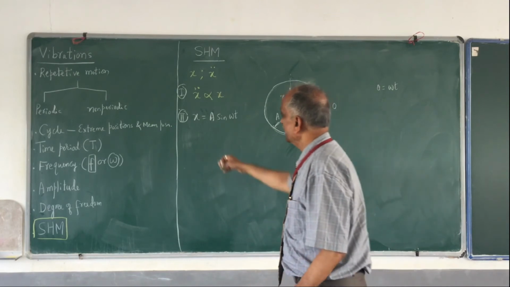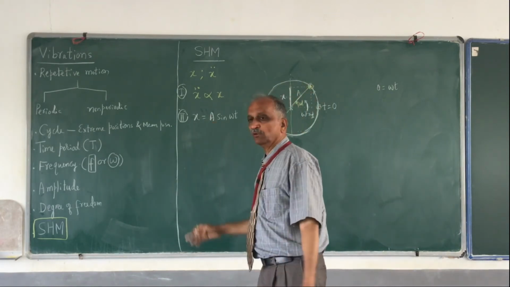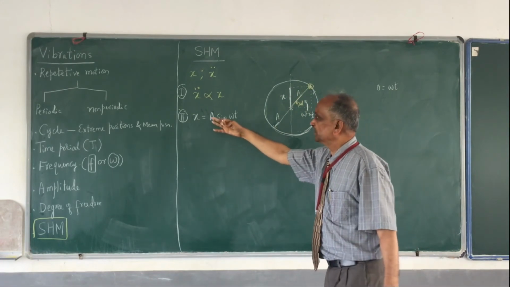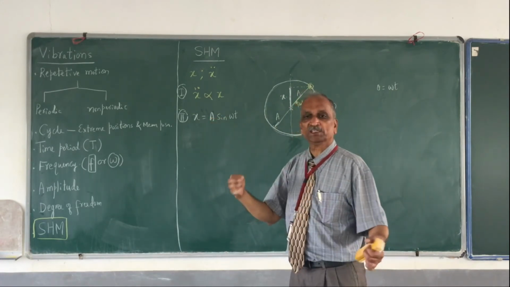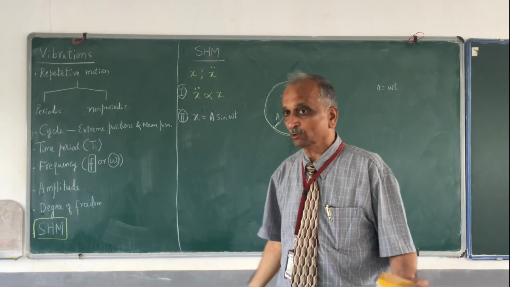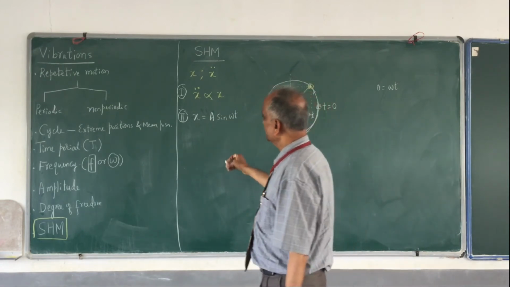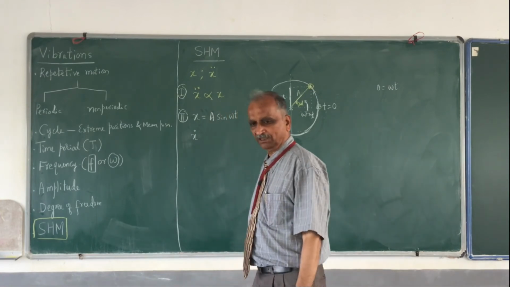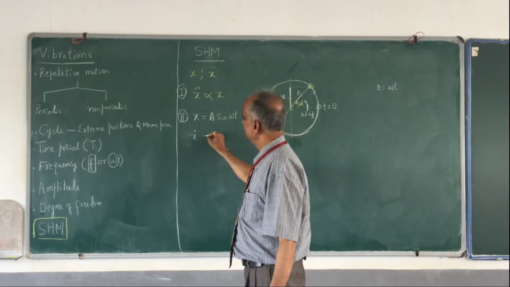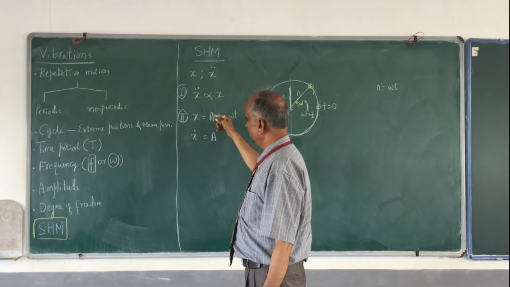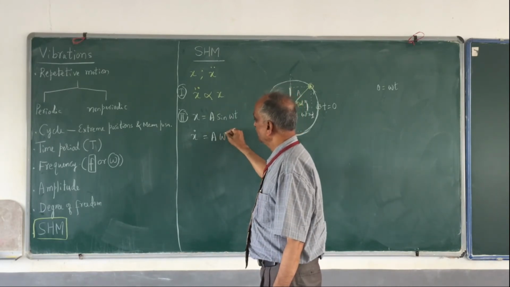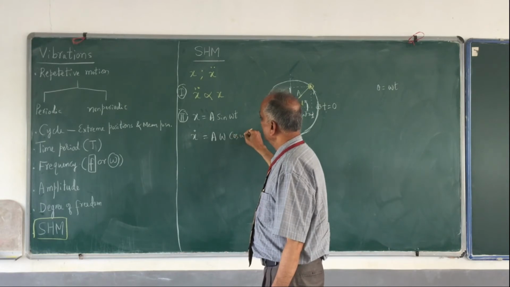So I describe x equal to A sine omega t. How do I say that the motion described by this displacement is simple harmonic? Check it. I find x dot, which is the velocity, dx by dt. A is a constant, and the differentiation of sine omega t is omega cos of omega t.